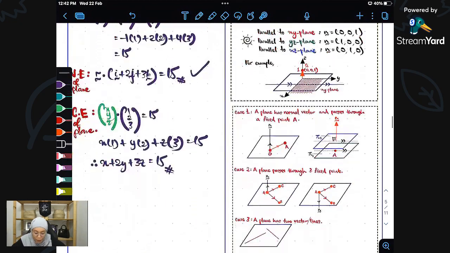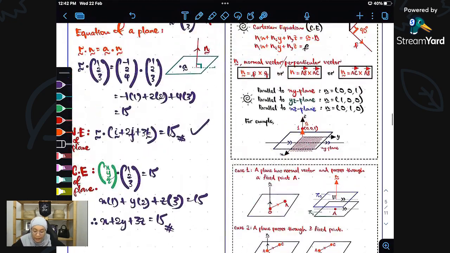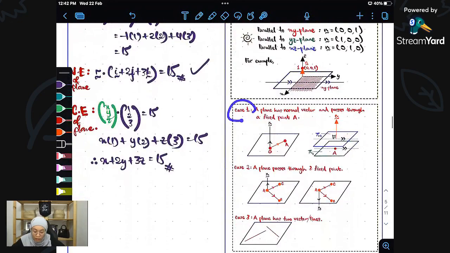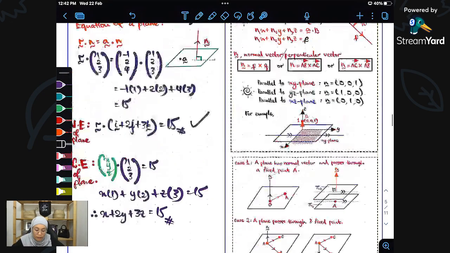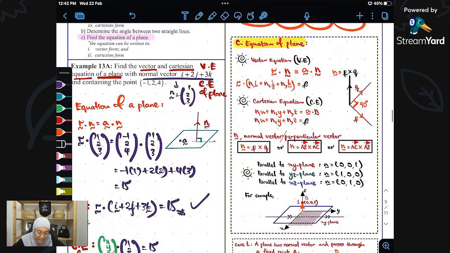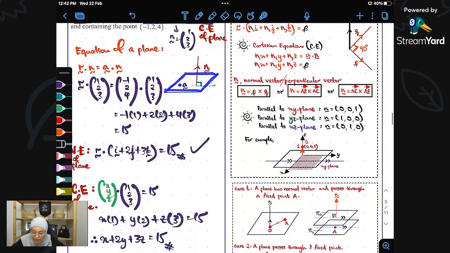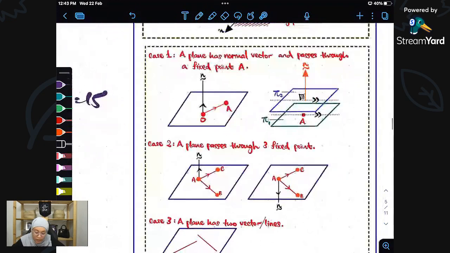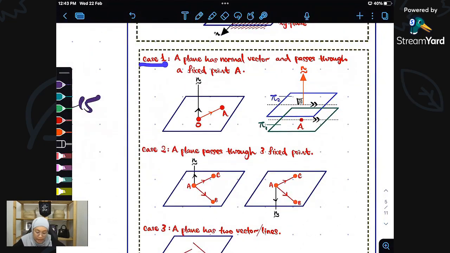Okay, so these are my notes, guys. I will explain this case by case, if I come across an example for it. Tapi if you look carefully, this is actually a plane and a fixed point, isn't it? Okay, so which case is this? If you look here at the cases, it is actually case number 1. A plane has a normal vector and then it passes through a fixed point A.